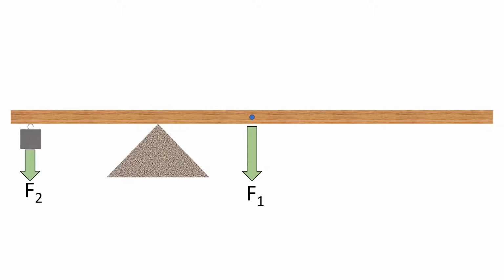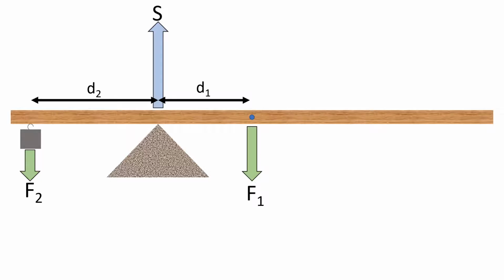So what happens if we add in F2? If we add in a weight that is far to the left of the pivot that can balance F1 so that we can have a situation of equilibrium. Well, the first thing we need to recognize is that we have these two distances now. The distance between F2 and the pivot is known as D2, and the distance between F1 and the pivot is known as D1.